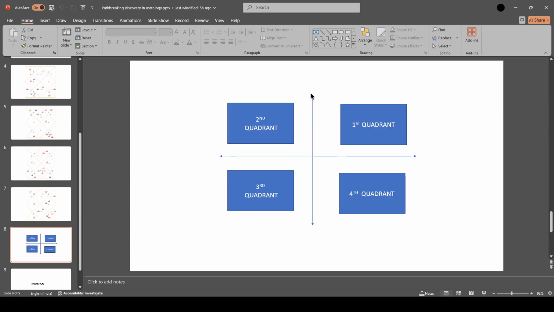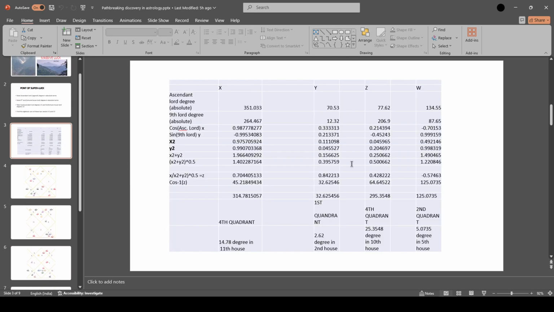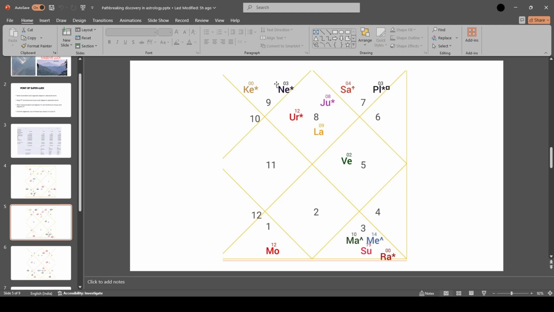Now both these components are positive. If x and y, both the components are positive, it will fall in the first quadrant. So here this is 32.62 degree in the first quadrant. The nearest multiple of 30 is 30 only, so it has completed one zodiac. It is in the second zodiac, so 2.62 degree in second house. For this, the point of massive luck falls in second house, Sagittarius, 2.62 degree.